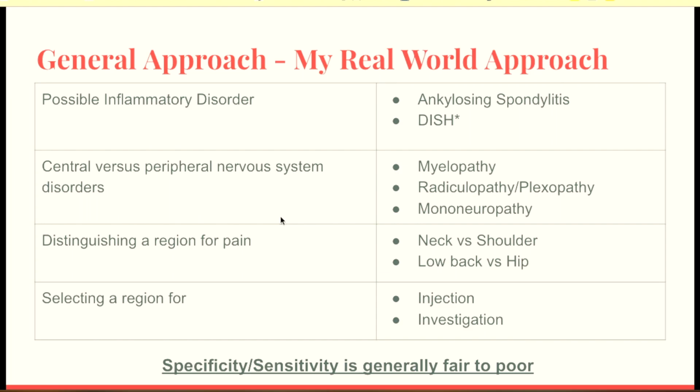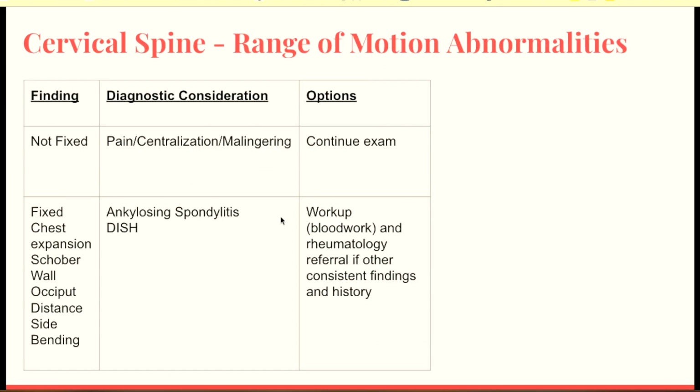I want to point out that if you look at the textbooks, in general, the specificity and sensitivity for any one of the tests that we're going to be going through today is generally poor. And that's why I think it's important to try and put together as much information from the history, the physical examination, investigations to try and guide your approach.